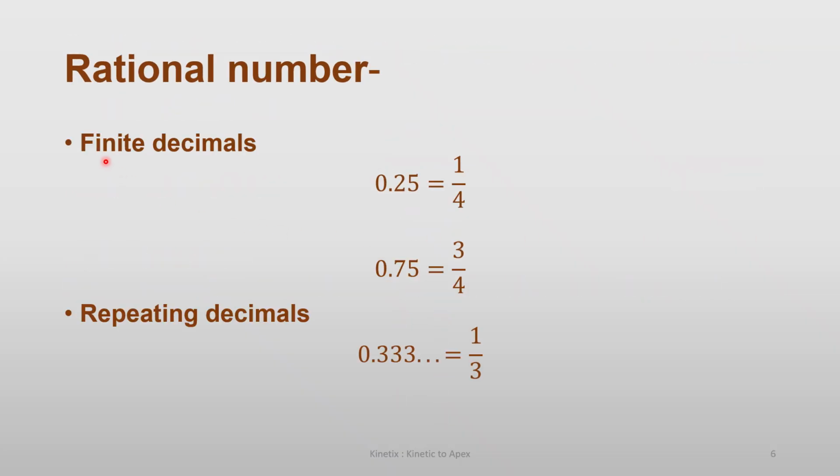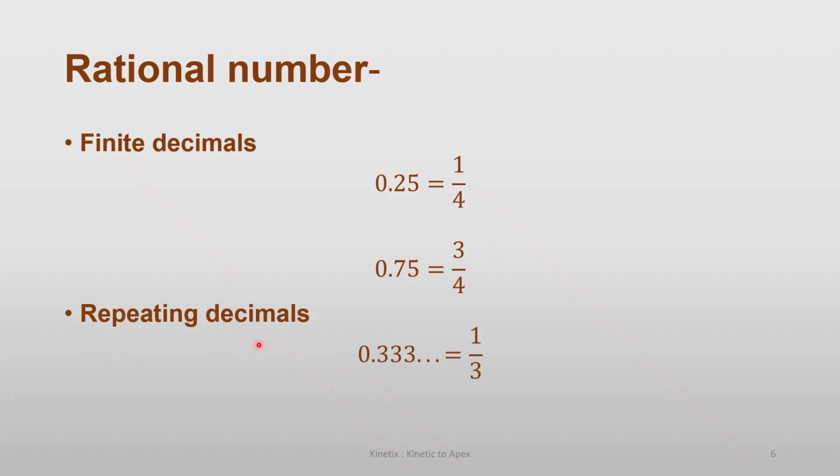Next, the finite decimals. Let us say 0.25. 0.25 means we know 25 divided by 100. That means the value is 1 by 4. So this is a finite decimal. 0.75, that means this is 3 by 4. So this is also a finite decimal. This is a rational number.